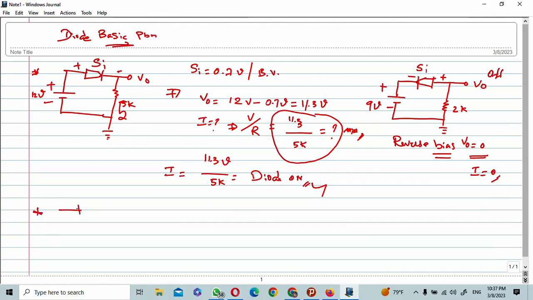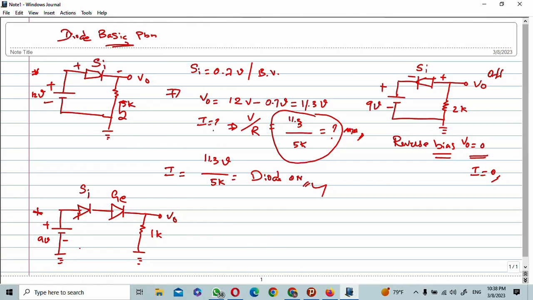I am going to connect two diodes here, with a 1 kilo ohm resistance. As usual, this is for V0, and the given input voltage is 9 volts. This also connects to zero potential. This one is a silicon diode, and this one is called a germanium diode.